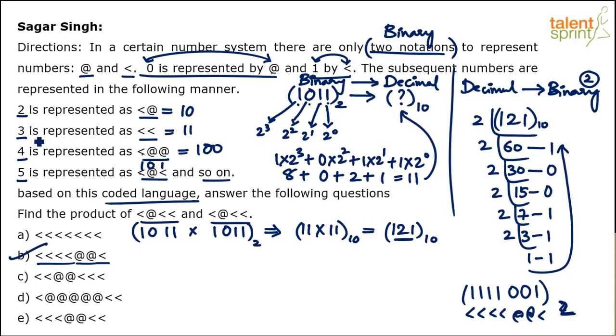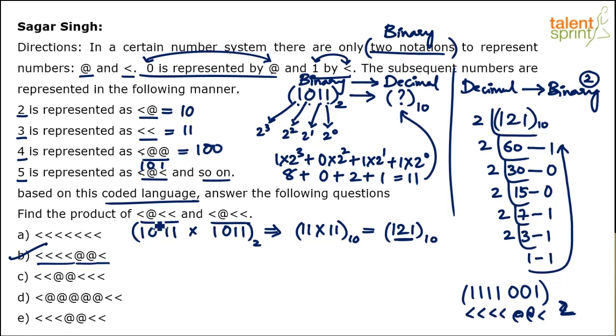First of all, we have identified that this is a binary number system. I mean, he's only adding more complexity to it by using @ in place of 0 and less than in place of 1. Otherwise, it is like a proper binary number system. So we have identified that this is a binary number system.